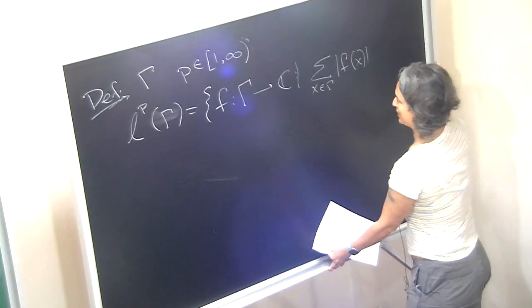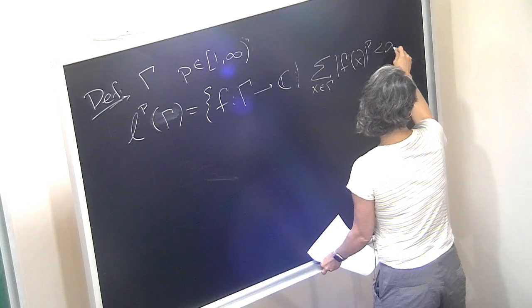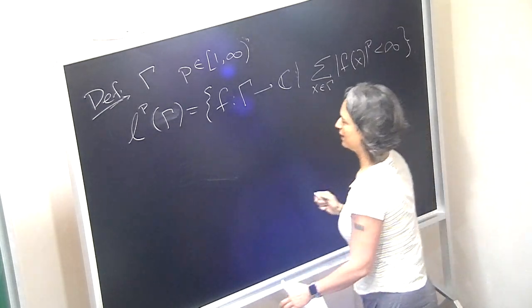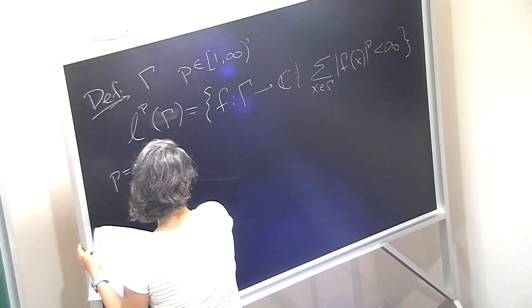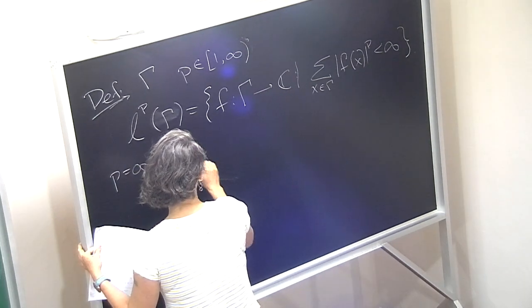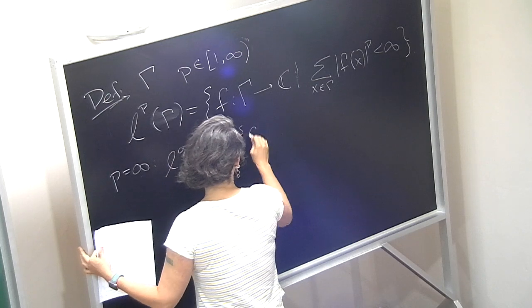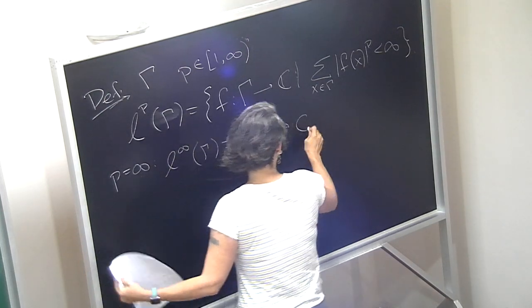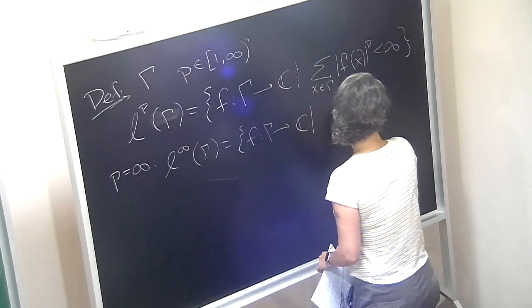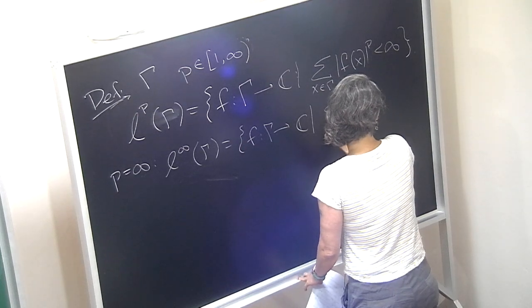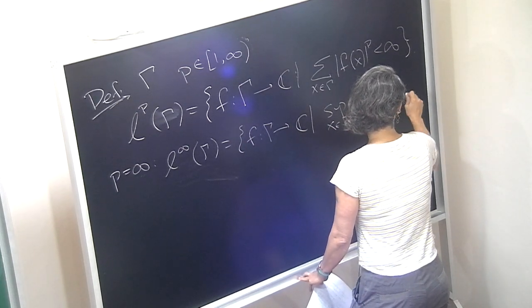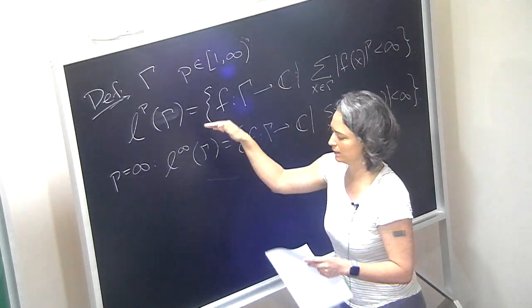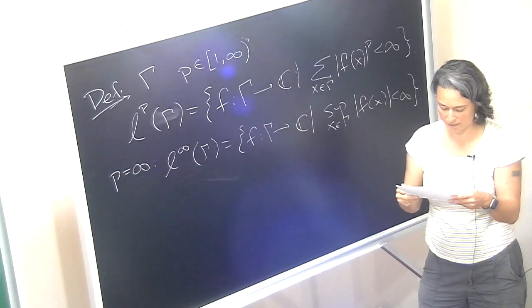This board moves a lot. p is finite, okay? And that's for p finite. And then for p equals infinity, we have l^infinity of Gamma, which is the set of functions that are bounded. So the sup over x in Gamma is bounded. Okay, so these are going to be spaces of interest.